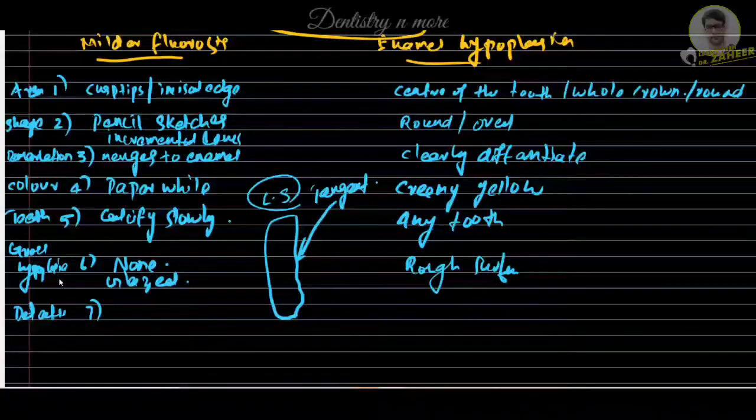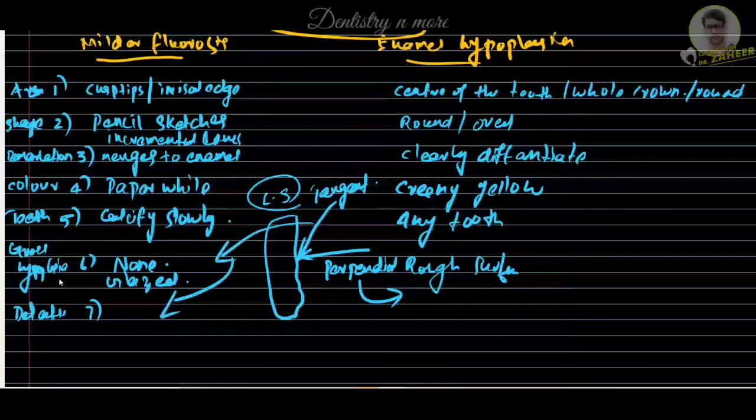But when we are checking for enamel opacities, our light direction should be perpendicular. Perpendicular for hypoplasia, tangent for fluorosis. In other words, a lesion which is seen under a perpendicular strong light will be an enamel hypoplasia, and a white spot which is seen under a tangent strong light will be milder fluorosis.